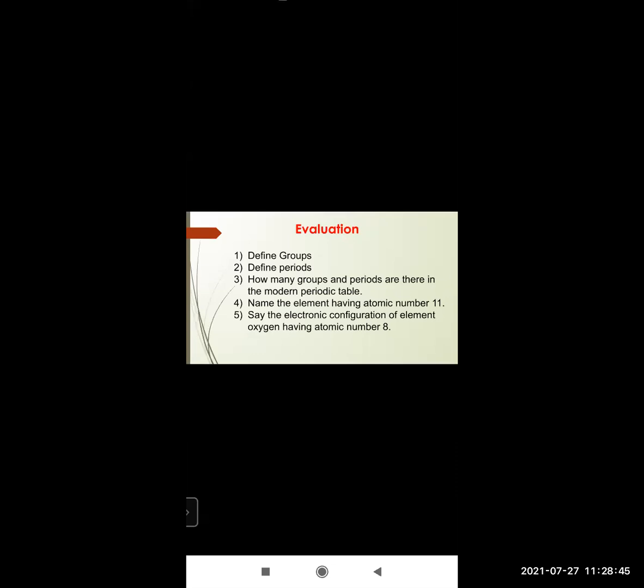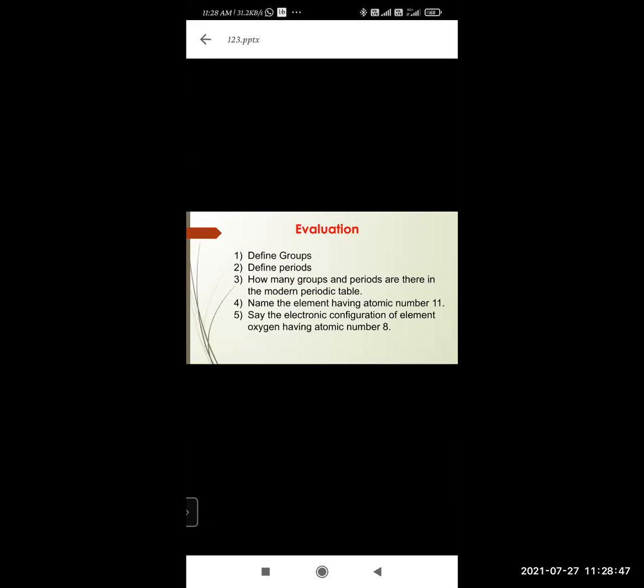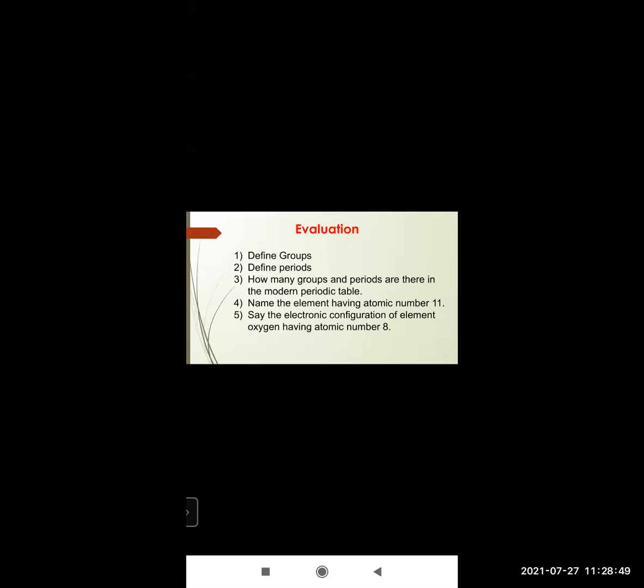Okay, if you don't know, I will just tell you the answer for that. The element having atomic number 11, you can find out for that. And the last question is say the electronic configuration of element oxygen having atomic number 8, right? So you have to write down the electronic configuration of the element oxygen. So the electronic configuration for the oxygen is 2, 6. So these are some of the questions you can write down and you can find out the answer for that and you can study that.